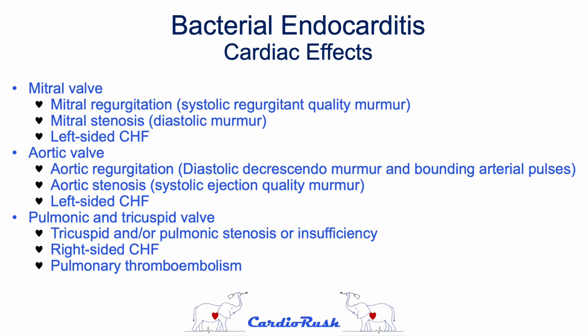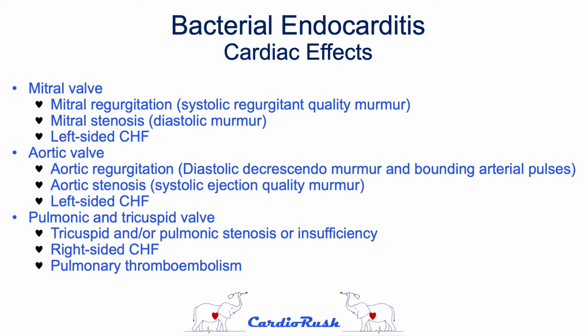When the aortic valve is affected, there is aortic regurgitation, which can result in a diastolic decrescendo murmur with bounding arterial pulses. If aortic stenosis also develops, you may notice a systolic ejection quality murmur over the left side of the heart base. And aortic valve endocarditis can also lead to left-sided congestive heart failure.